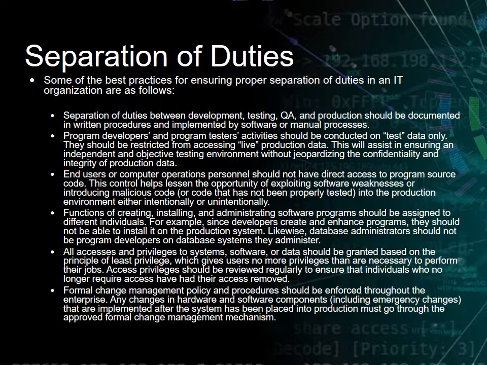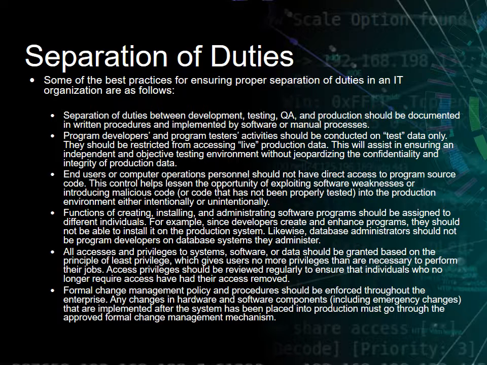End users or computer operations personnel should not have direct access to program source code. This control helps lessen the opportunity of exploiting software weaknesses or introducing malicious code or codes that have not been properly tested into the production environment, either intentionally or unintentionally. Functions of creating, installing, and administrating software programs should be assigned to different individuals. For example, since software developers create and enhance programs, they should not be able to install it on the production system. Likewise, database administrators should not be program developers on database systems they administer.